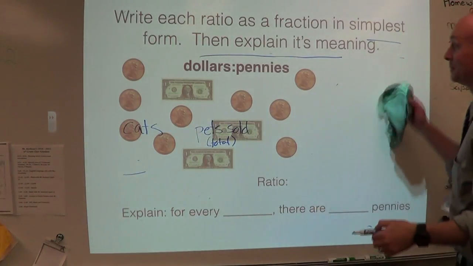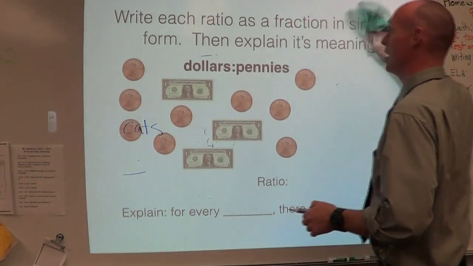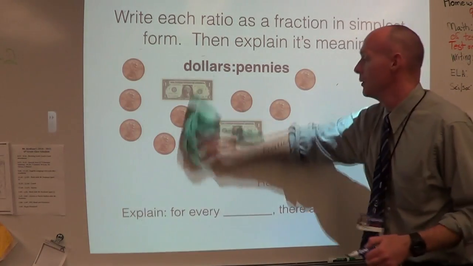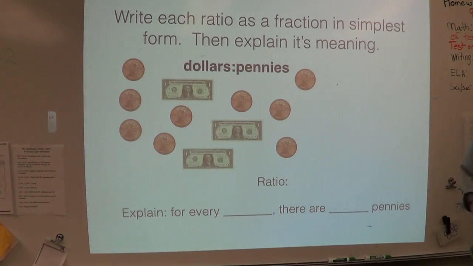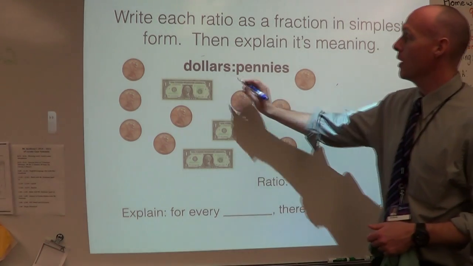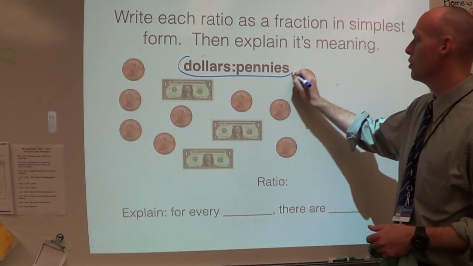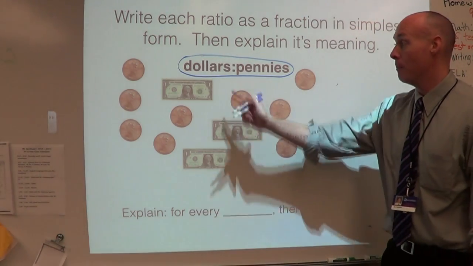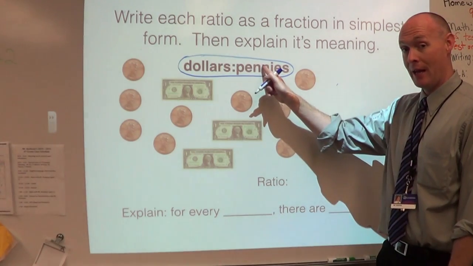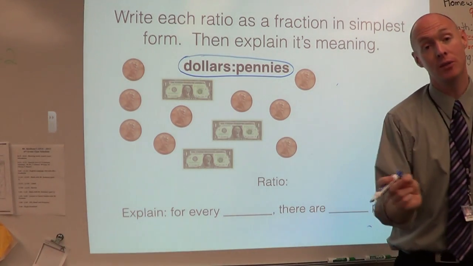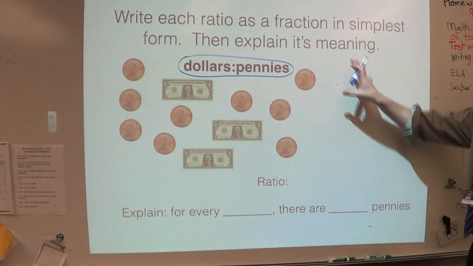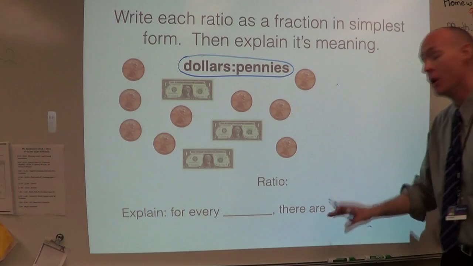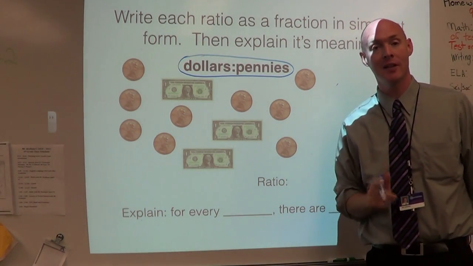We're talking money here. This time we're going to write a ratio as a fraction in simplest form. And then we have to explain its meaning. So what we're going to do is compare dollars to pennies. Keep in mind when you do your ratio, put dollars first and then pennies, then reduce it. After you do that, to explain its meaning, just fill in the blanks down here. Try your best. If you have any questions, bring them to class. We'll see you tomorrow.